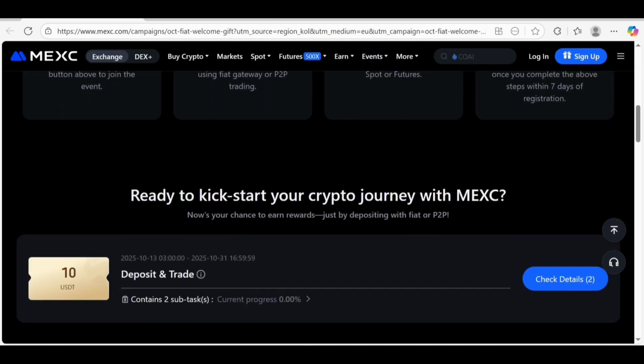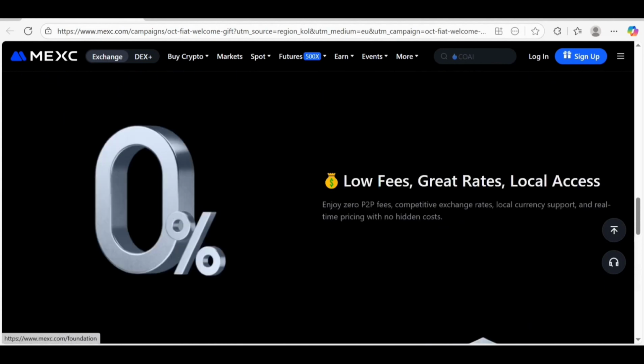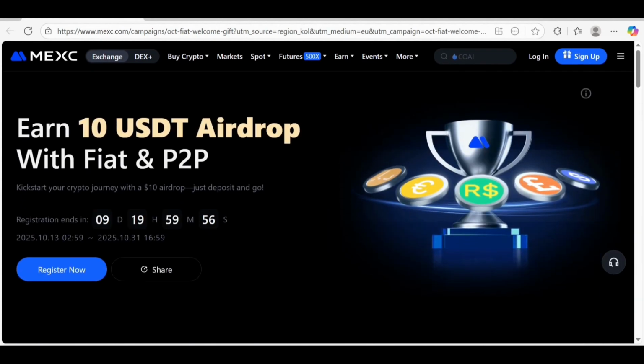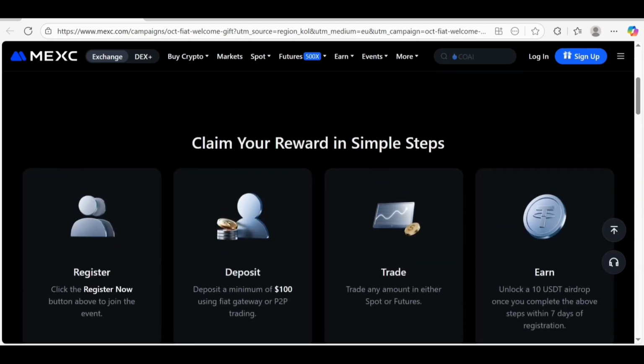I'm just explaining that a new MEXC event is going on here. They're giving a lot of things in this event. You have to find it, where you can earn the 10 USD airdrop with Fiat and P2P. P2P and Fiat are also much easier. You don't need to do a lot here. This is a super easy way to do it. So guys, that was our topic today about the new MEXC event.